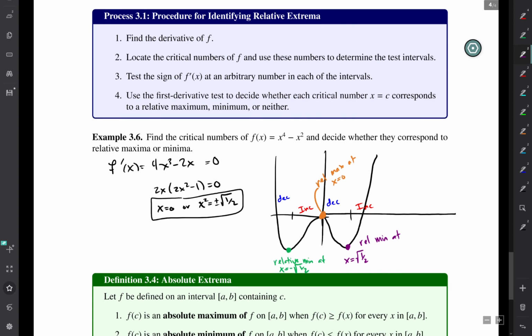And so the takeaway here is just that you can use the derivative to figure out whether a critical number or critical value is going to be a maxima or a minima, just by looking to see if the derivative goes from negative to positive or positive to negative.